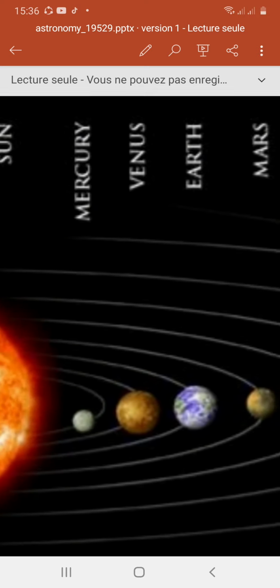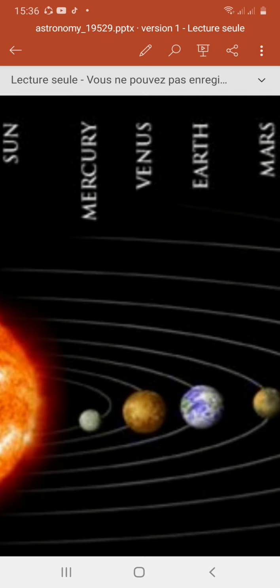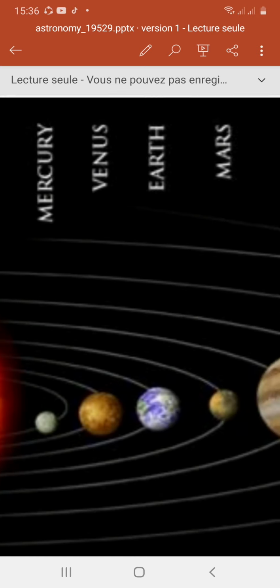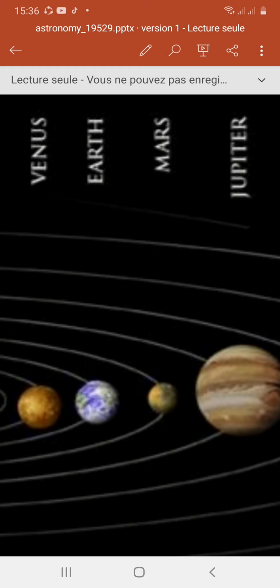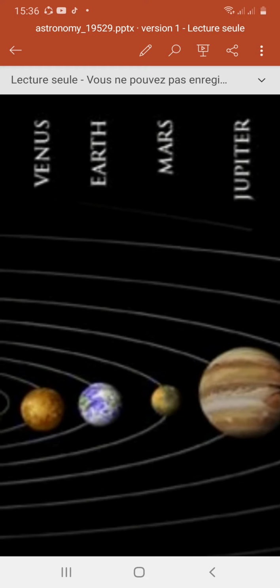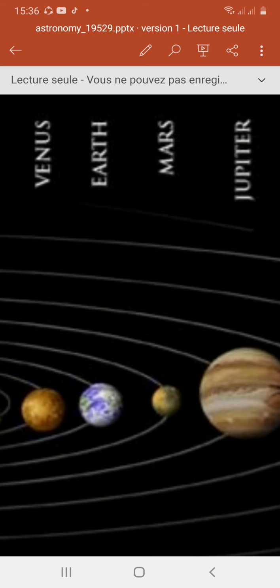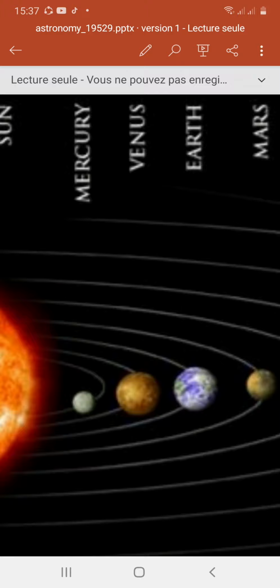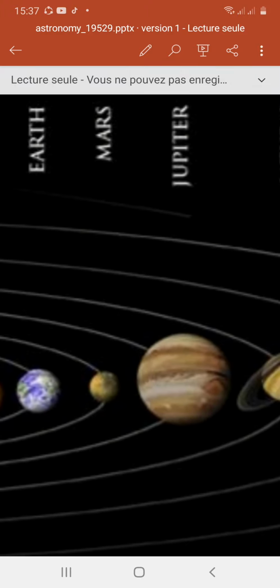It's even hotter than Mercury. We see in the picture that Mercury is closer to the sun, so it should be the hottest, while Venus is hotter. Why? It's because of its atmosphere, which makes it very, very hot. Hotter, I said, even hotter than Mercury.